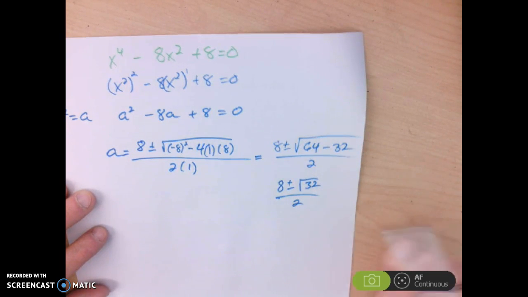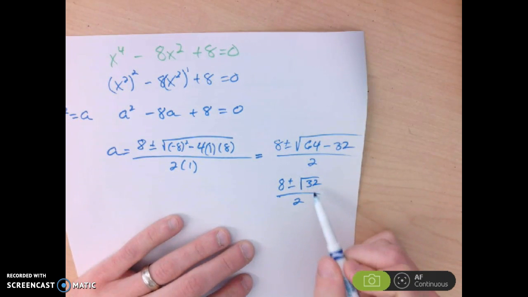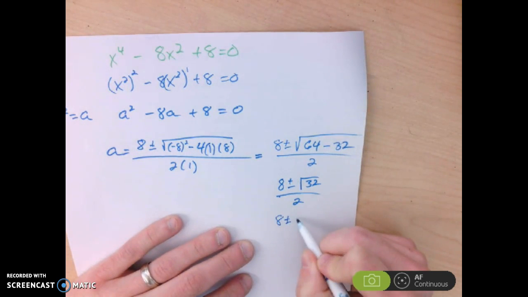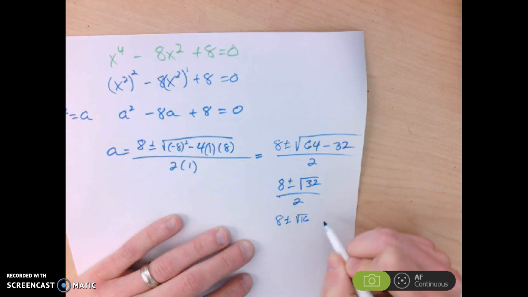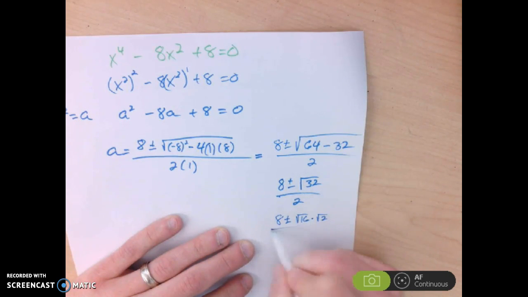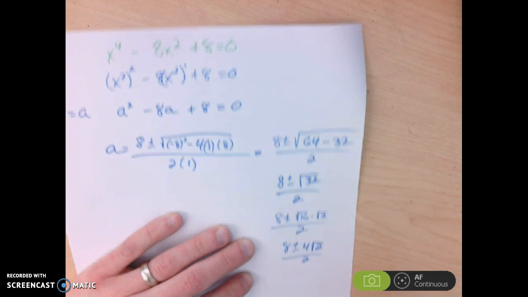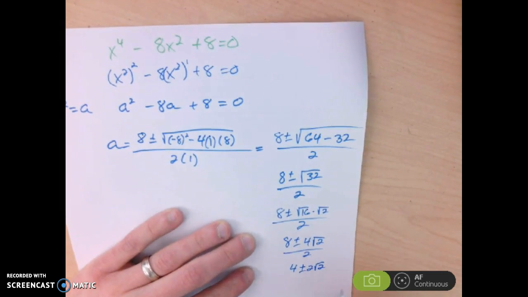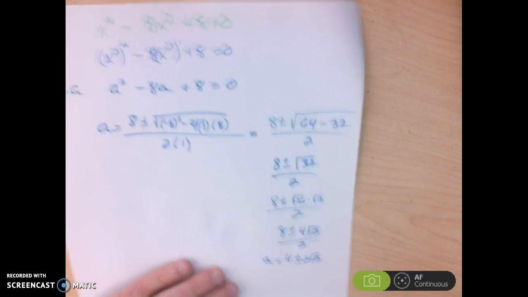32 over 2. Let's see, square root of 32, I can simplify that a little bit, right? Because 16 goes into that. So this is really 8 plus or minus the square root of 16 times the square root of 2. And I know the square root of 16 is 4, so this becomes 8 plus or minus 4 square root of 2 over 2. And now this has a 2 and this has a 2 in it. So this really becomes 4 plus or minus 2 square roots of 2 equals a.